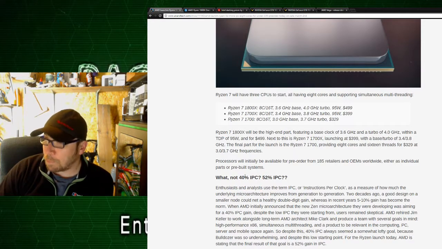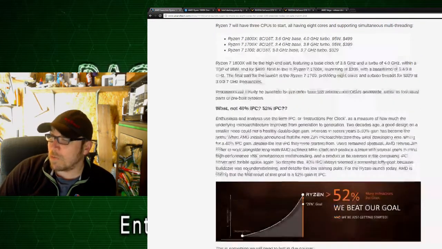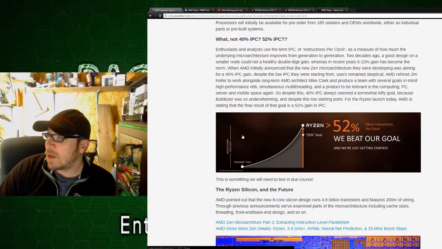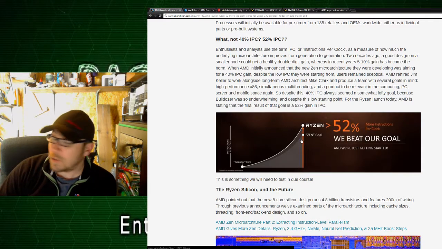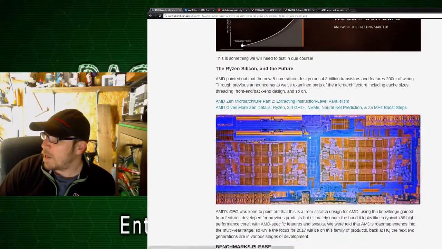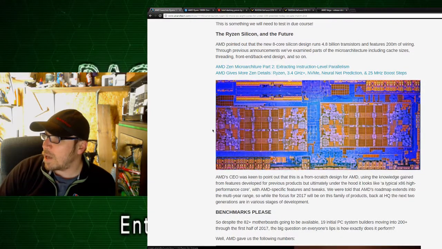But anyway, AMD wanted 40% more IPC. They actually got 52%, which is really good. And they used an industry standard test to work this out, so no qualms about that. You get to have a look at the silicon. Again, we've seen this silicon.